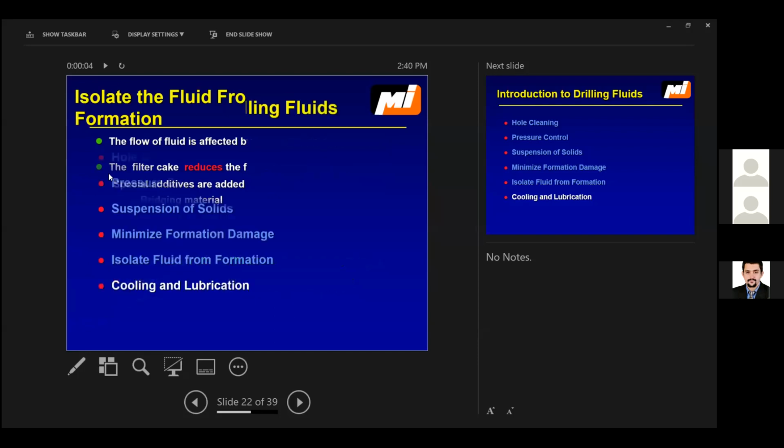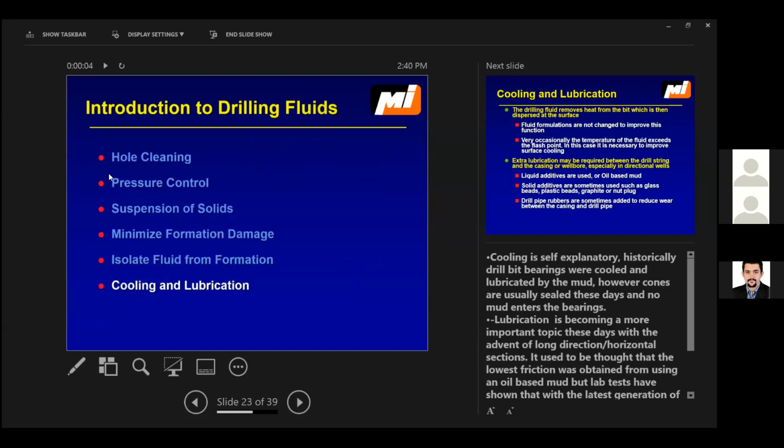For cooling and lubrication, as we said before, you need to cool the drilling bit because there is too much heat downhole, which is called the borehole temperature. And that can happen by using a huge mass system. So there is a heat exchange on the surface. The fluid itself is carrying the heat from downhole and exchanging the heat outside.